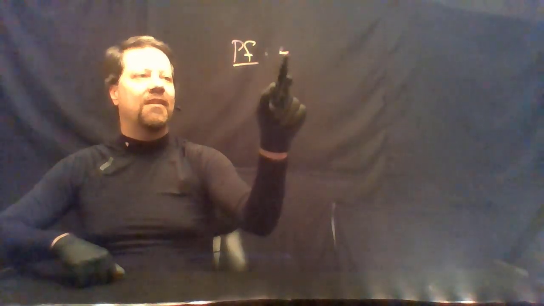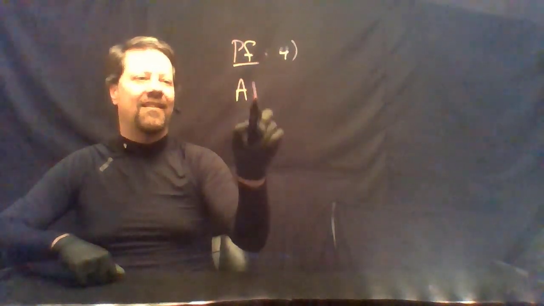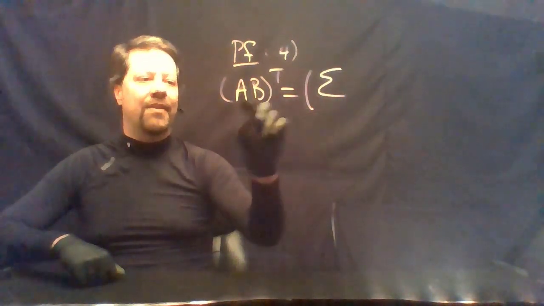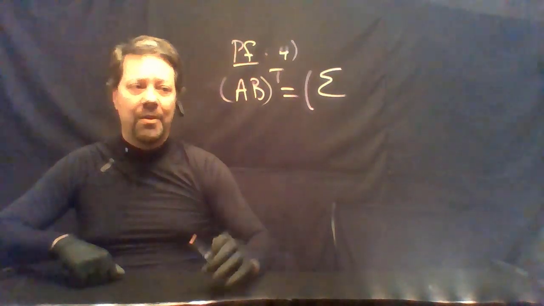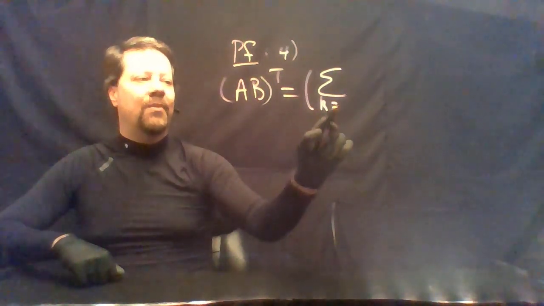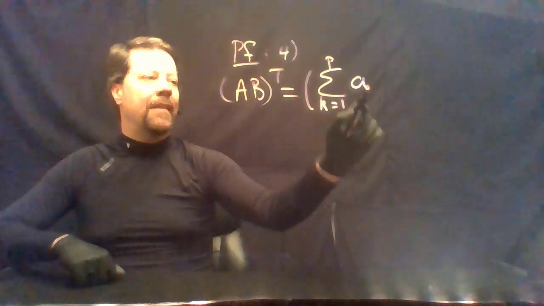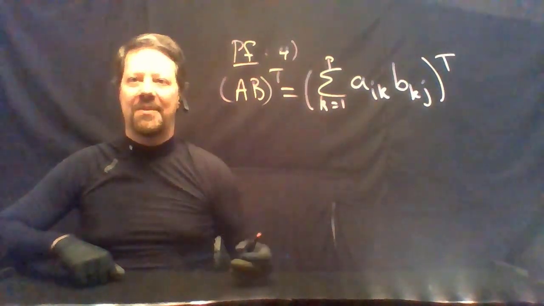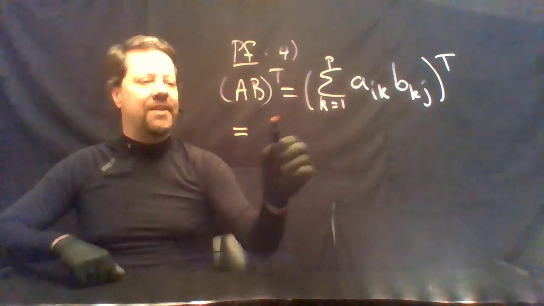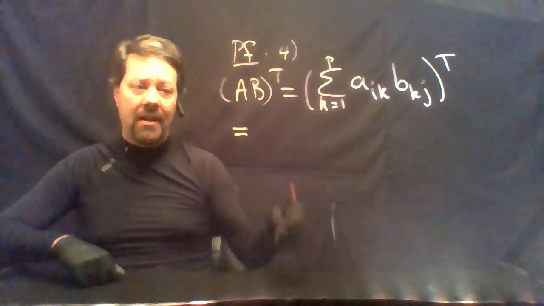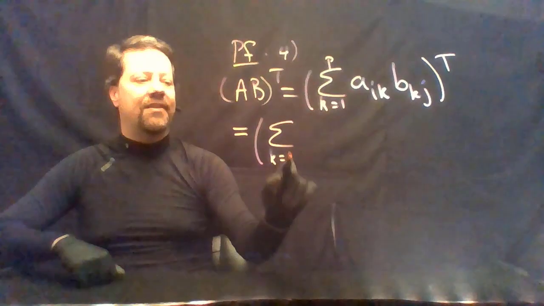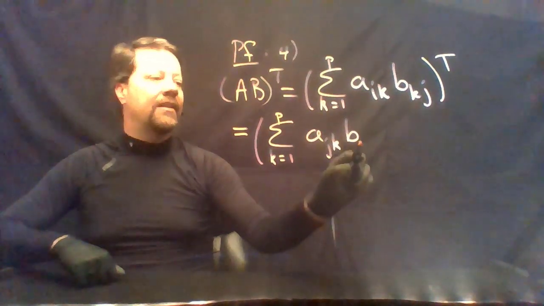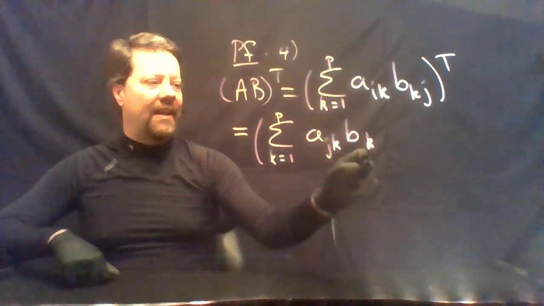Let's do the proof in particular of part 4. AB transpose is, by definition, first of all, the product. We have nothing to refer to but the definition of the product itself, which is the sum as k goes from 1 to p of a_ik b_kj, and then the transpose. The definition of the transpose is to switch the roles of rows and columns, and so we get the sum as k goes from 1 to p of a_jk b_ki.